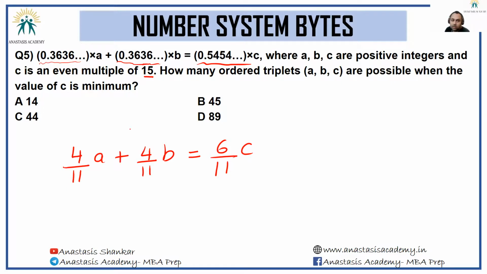Now, it says C is an even multiple of 15. So it is a multiple of 2, it is a multiple of 15. And from this expression, can you also see C is a multiple of 11? C is a multiple of 11.